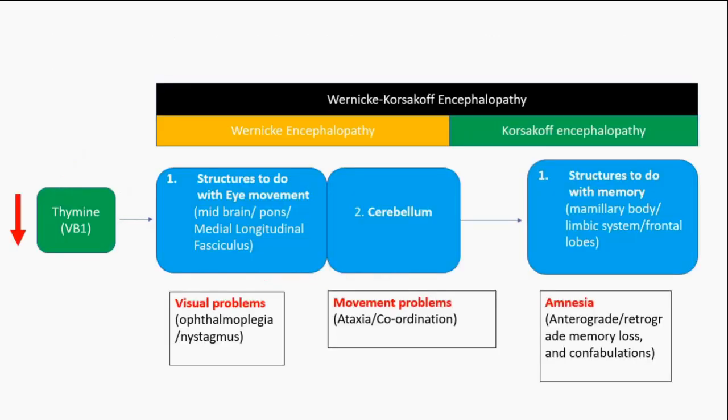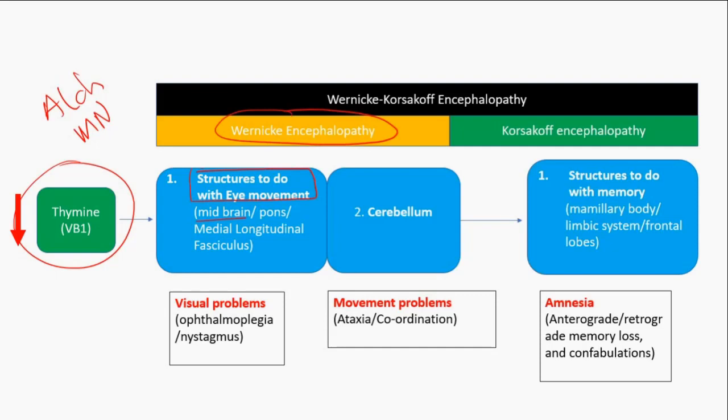So, as a summary, Wernicke-Korsakoff syndrome is caused by a thiamine deficiency. Okay, so you could be an alcoholic or you could be malnourished. So when you have thiamine deficiency, what happens is that you're going to initially suffer from Wernicke's encephalopathy. And that's because structures to do with the eye are going to be affected. So it could be your midbrain, pons, medial longitudinal fasciculus. So you're going to get visual problems, obviously. You're going to get things like ophthalmoplegia, nystagmus.